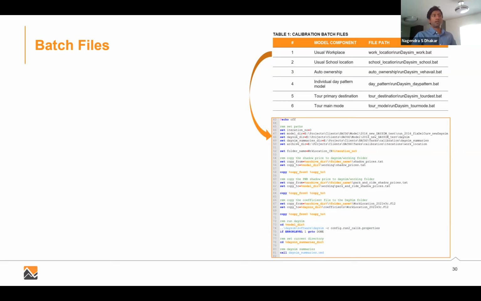Otherwise, everything else is all automated. You don't need to worry about it. In every iteration, you need to change the iteration number, which is line number 46 here. Initially, you're going to have it as 0. But as you progress in your calibration, you will increase it by 1 every time.